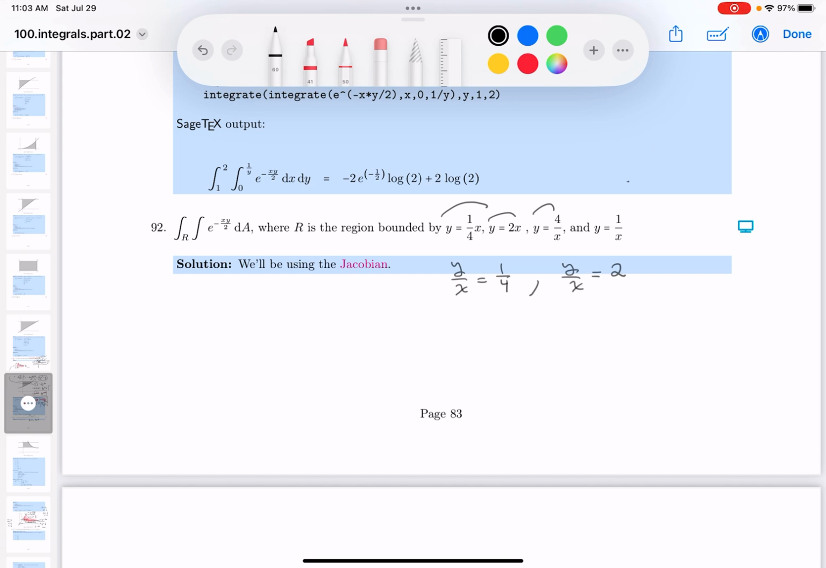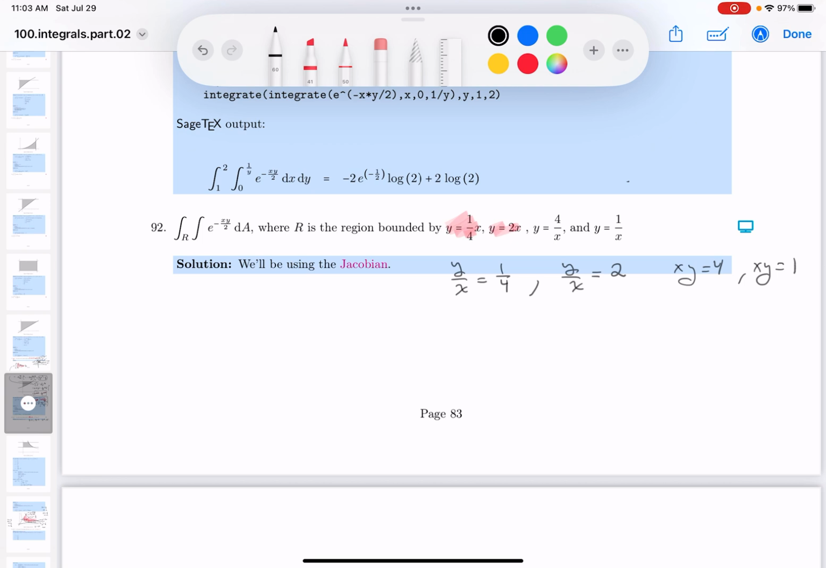Let's keep going. Let me see which ones I've looked at so far. Let me highlight them. So I looked at this one. Whoops, I didn't start highlighting. I looked at this, and I looked at this. Let's look at the last two. And again, I'm trying to get x and y on one side. So I'm going to say xy is equal to 4, and xy is equal to 1.